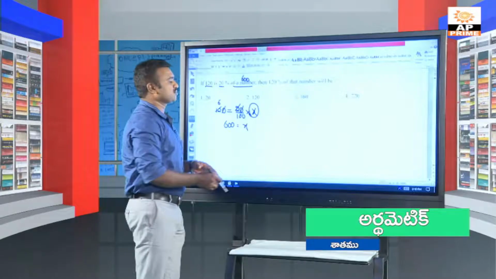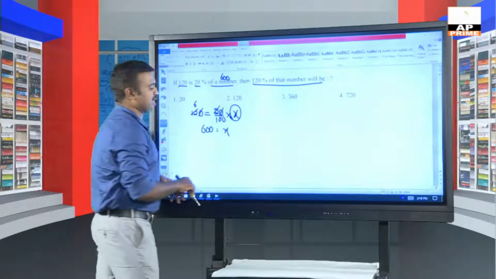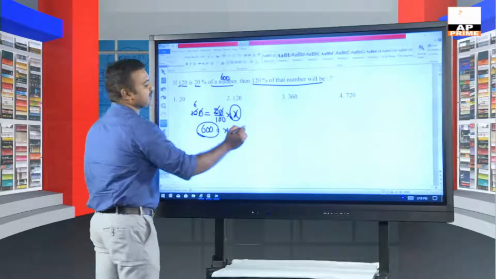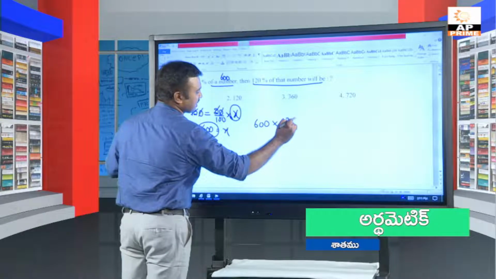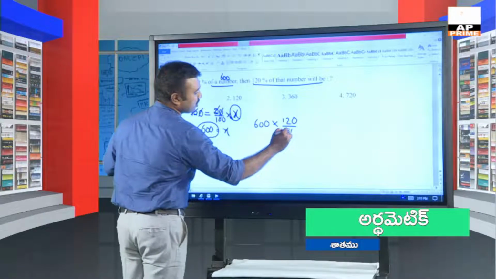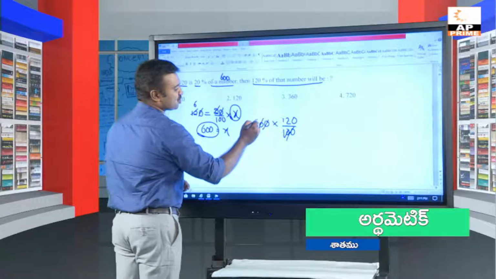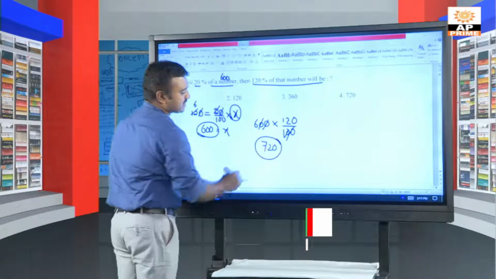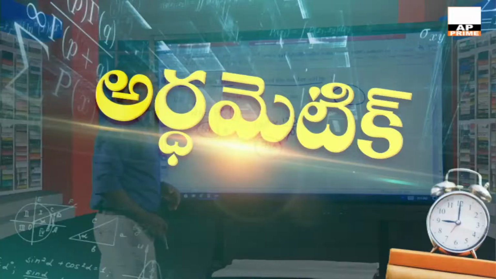నెక్స్ట్ ఆడేమంటున్నాడు, దెన్ 120% ఆఫ్ దట్ నెంబర్ విల్ బీ. ఆ నెంబర్లో 120% ఎంత అన్నాడు. ఆ నెంబర్ 600గా, మరి 600లో 120% అయితే ఎంత? 120/100, ఈ టూ జీరోస్ క్యాన్సిల్ చేస్తే 12 6 72. అంటే 120% అంటే 720. చూడండి 4th ఆప్షన్. సో 720.